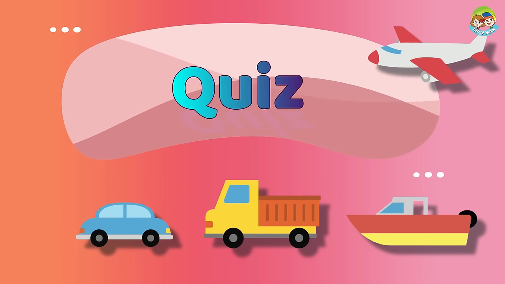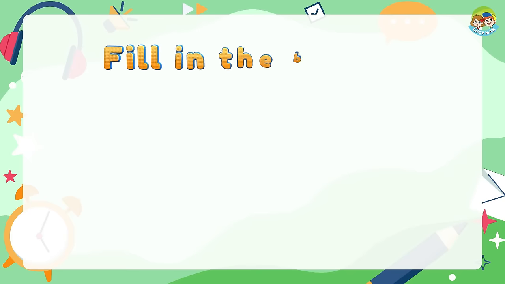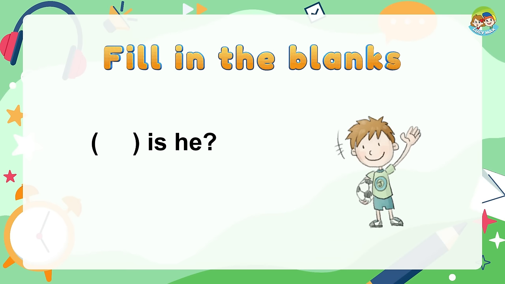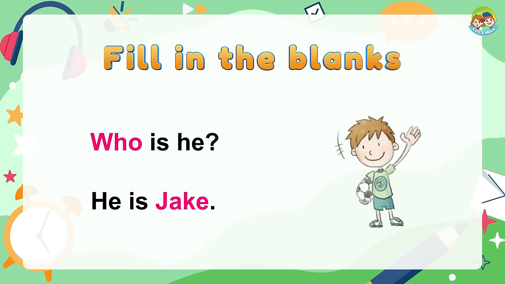Quiz. We will fill in the blanks. Blank is he. He is Jake. We are talking about a person, so we use who. Who is he? He is Jake.